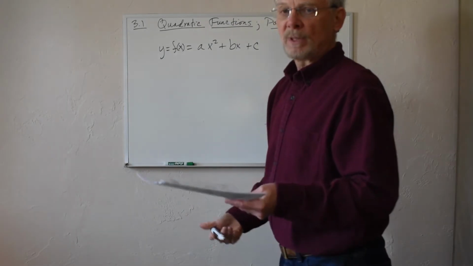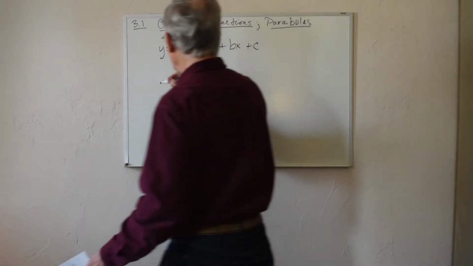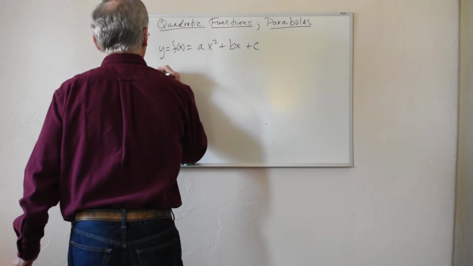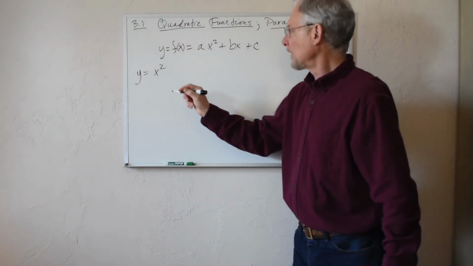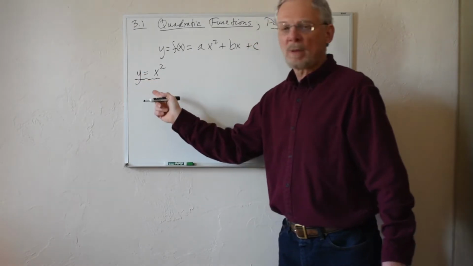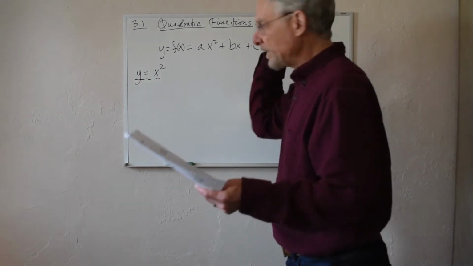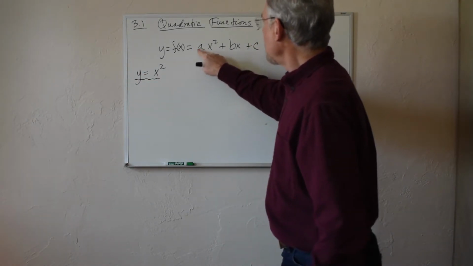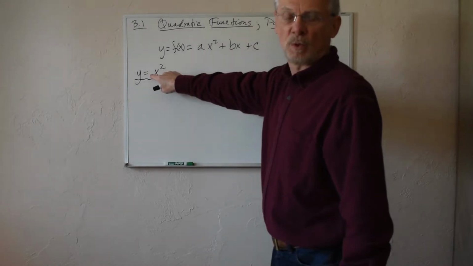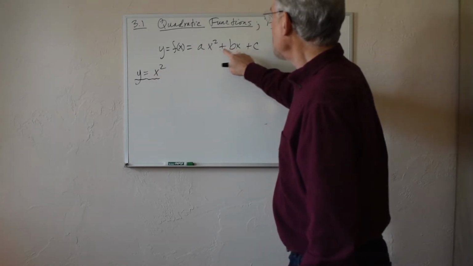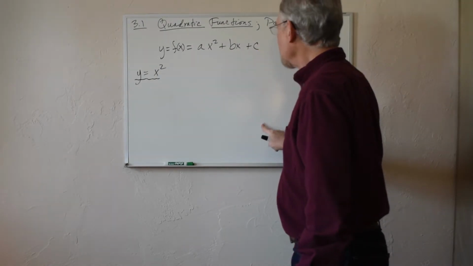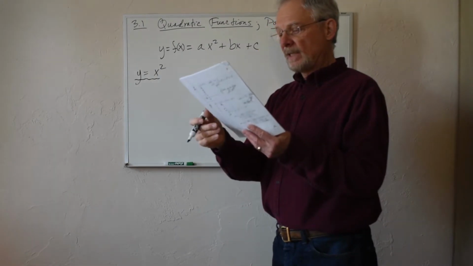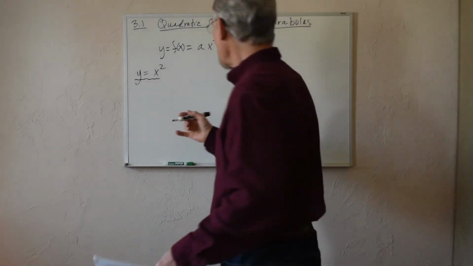Well, here's the simplest possible parabola, or equivalently, simplest possible quadratic function. Playing the role of A is 1, the invisible 1. Playing the role of B, 0. Playing the role of C, 0. This is a nice simple function. It'll be easy to graph.